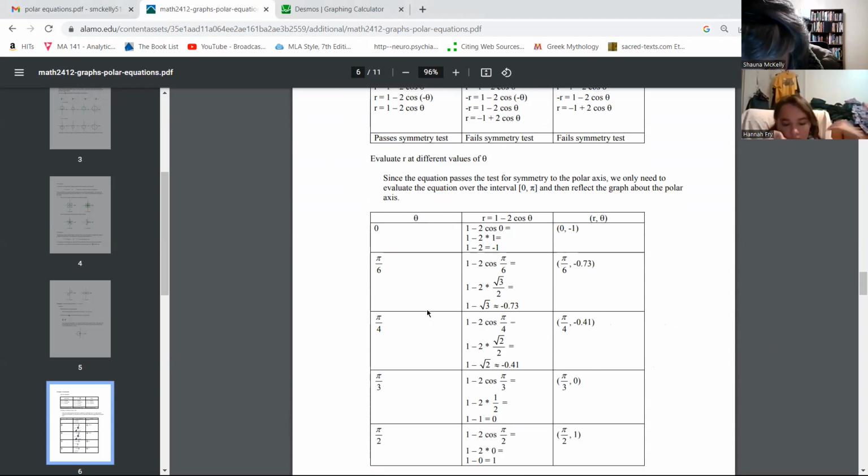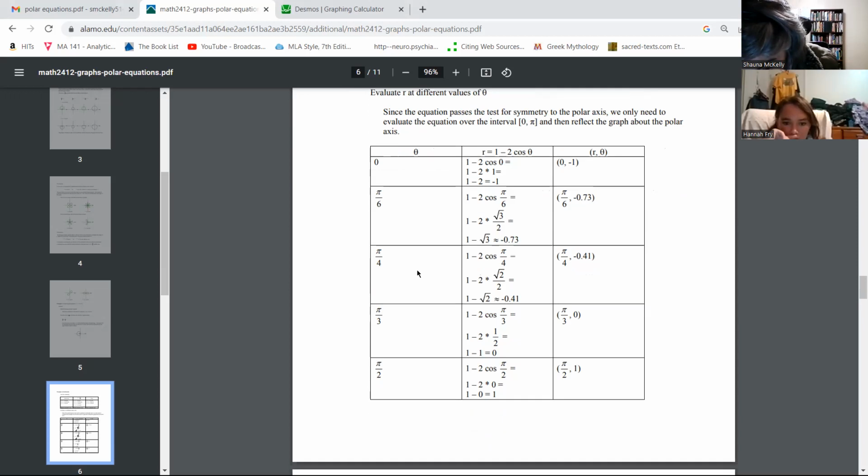So here she's looking. Now notice, evaluate r at different values of theta. Okay, we know how to do that. Why is she using these values? These are fundamental values of the angle. Right. Pi over 6, that's 30, 45, 60, 90. So she's evaluating the 5 fundamental angles. All she does, she plugs them in there. So 1 minus 2 cosine theta, where theta is 0.